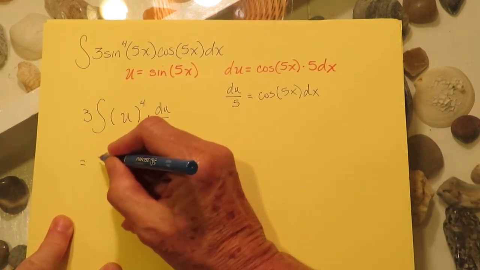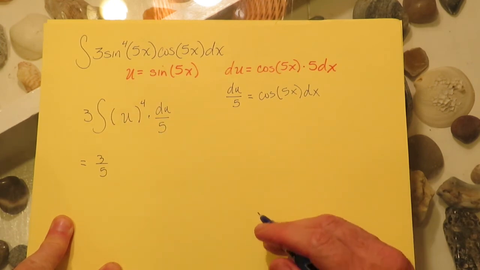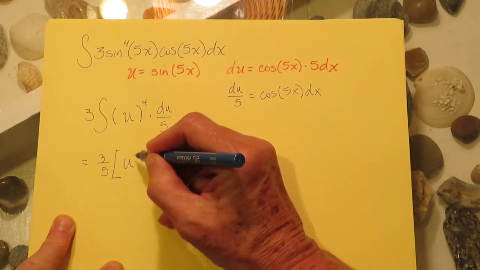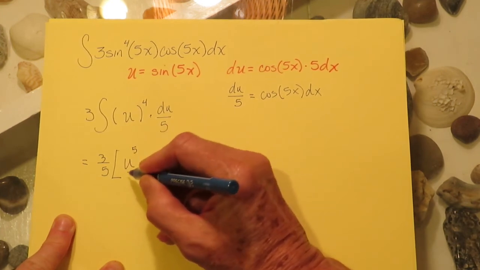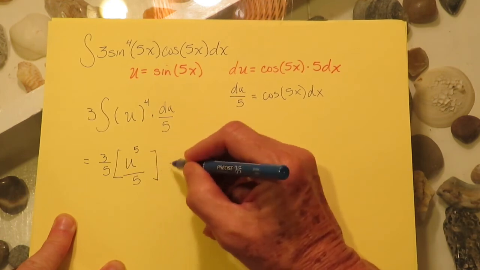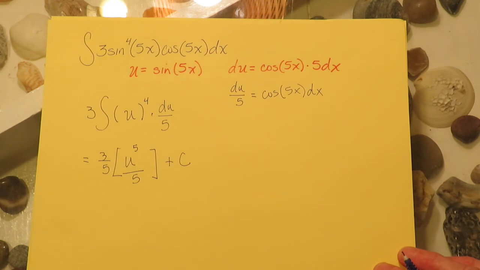So the 3 over 5 will be a constant multiple, and then when I find the antiderivative, I will have u to the 5th power divided by 5, and then there'll be a plus an arbitrary constant. So I have found the antiderivative of a 4th power by adding 1 and then dividing by that new power.